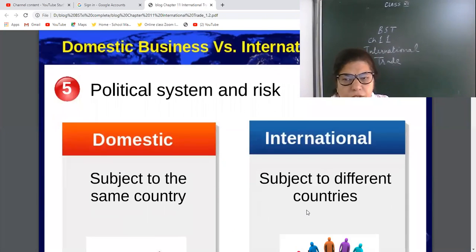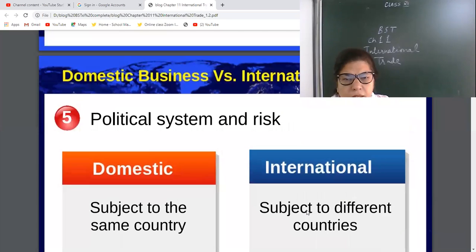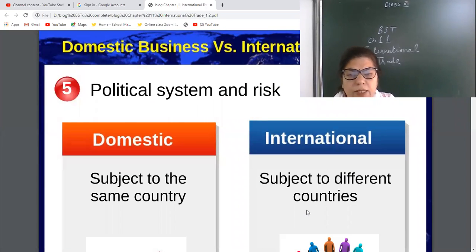Now, political system. Okay, now I'll ask, in which method the political system will be same? Yes, domestic. Very good answer. In domestic trade, their political system will be same like in India. If the buyer is of Mumbai, the seller is of Jaipur, both belong to the same nation. The GST will be applicable. Rules of the ruling party will be applicable. Okay, and risk factor is less.